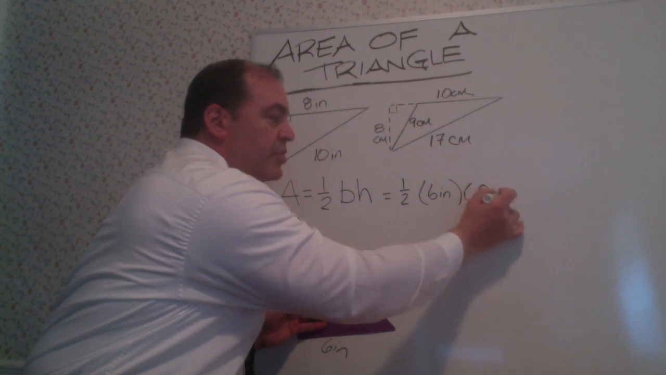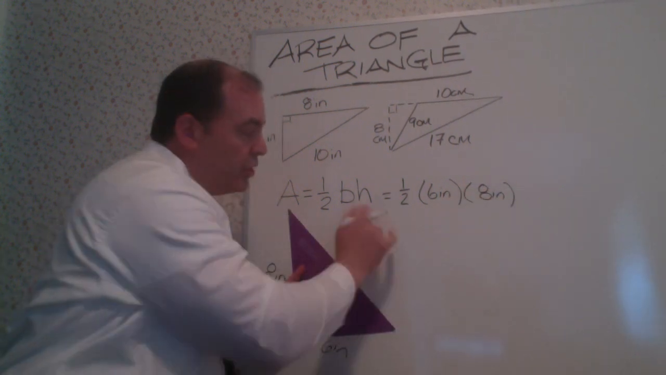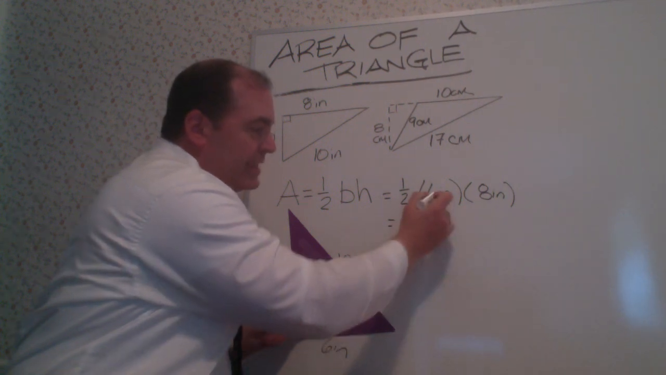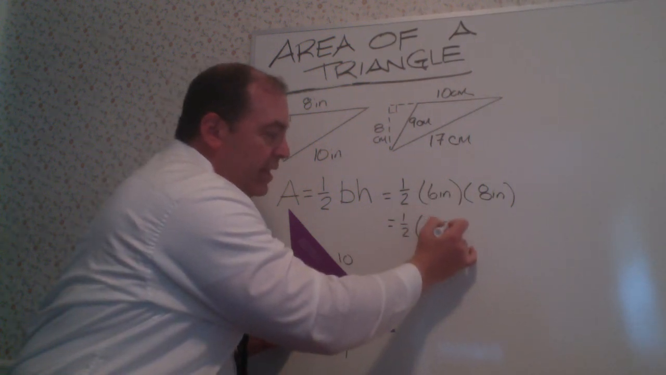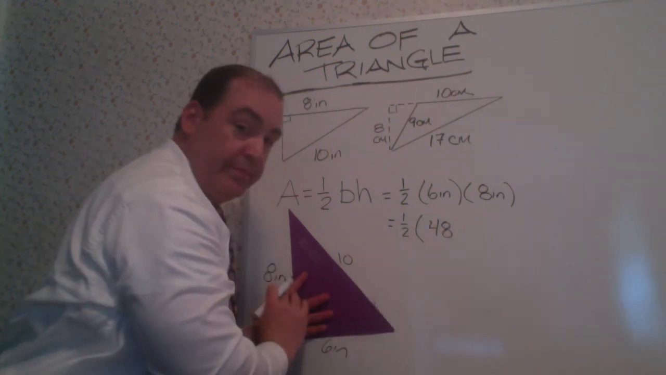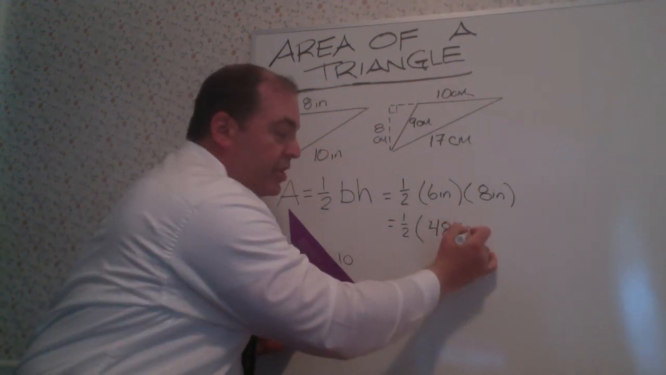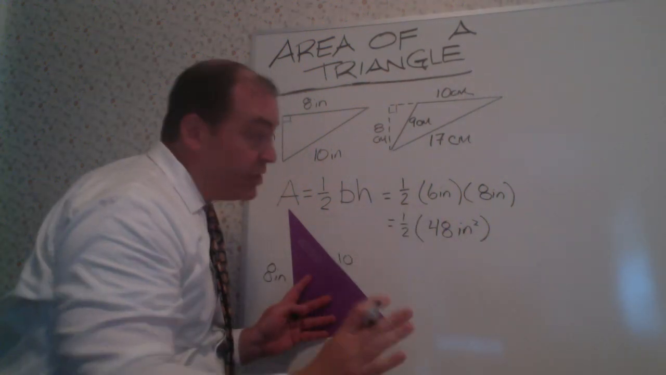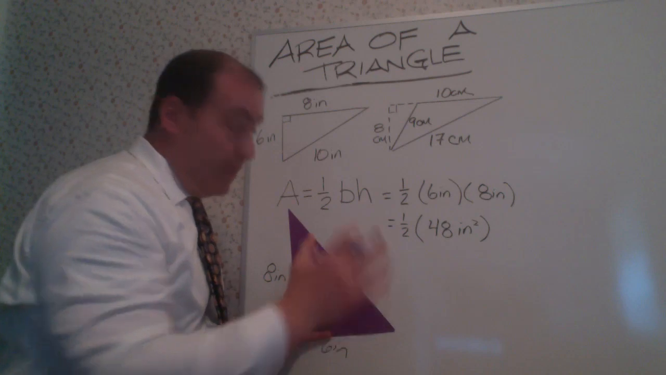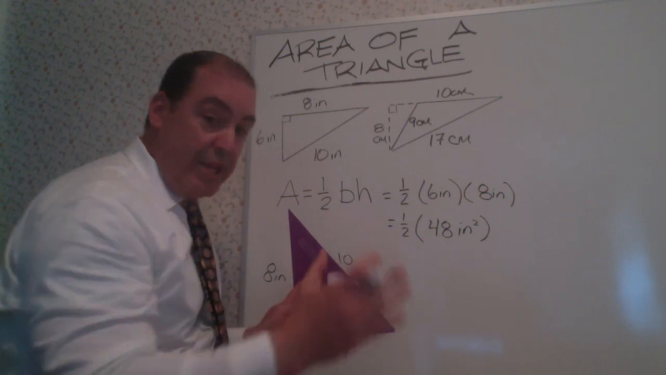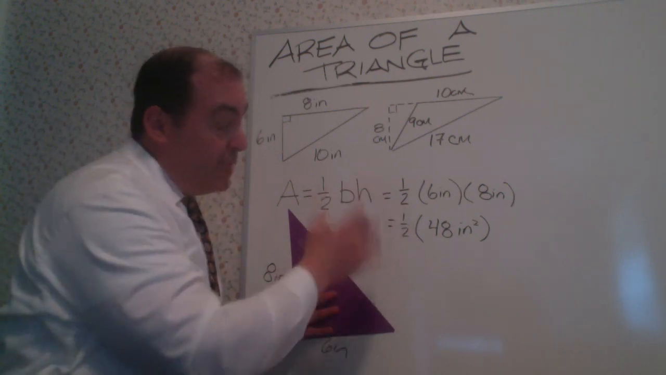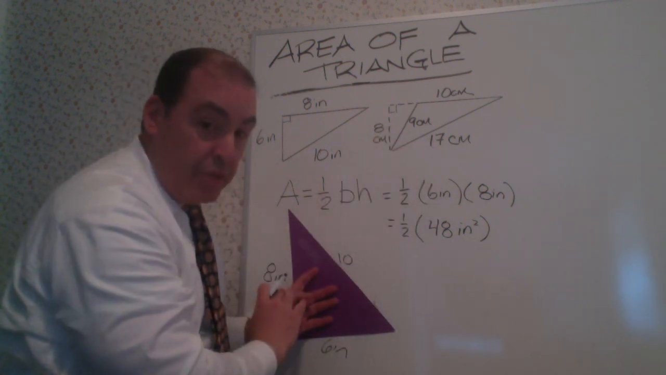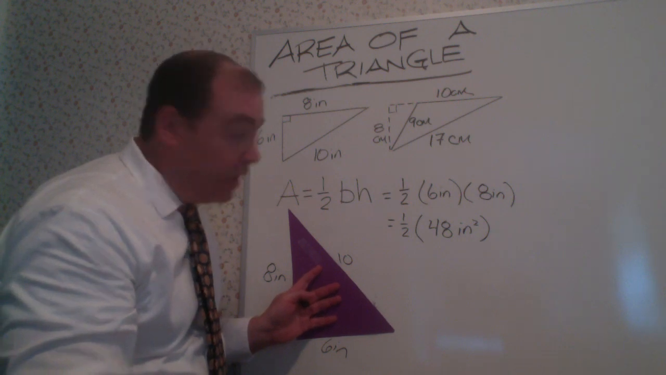Now remember, this example is in inches, so we're going to reduce the fraction like before. We'll leave the 1/2 here. 6 times 8 is 48. And what's the unit of measurement? Inches squared. Remember the squared, it's units squared always. So if the triangle is in inches, it's inches squared. If it's in meters, it's meters squared. If the triangle's in centimeters, like the next one, it'll be centimeters squared, okay?